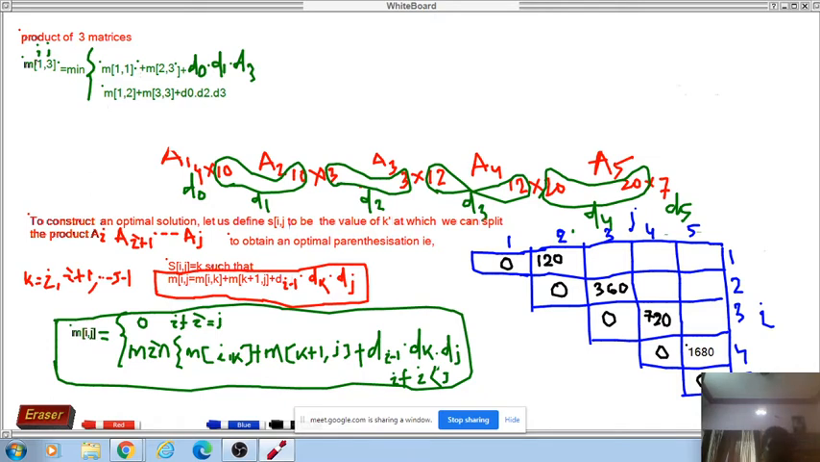I'll calculate now. How will I calculate? M of 1 1 is how much? My M of 1 1 is 0. Plus M of 2 3 is how much? M of 2 3 is 360. Then D0 is how much? 4, into what is my D1? D1 is 10. Then D3, how much? 12. So the value will be equal to 840.